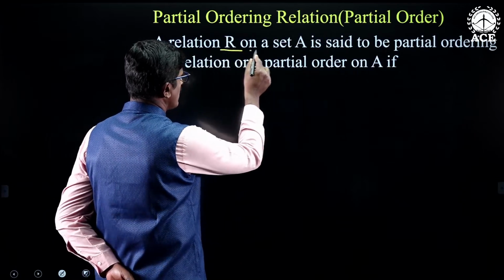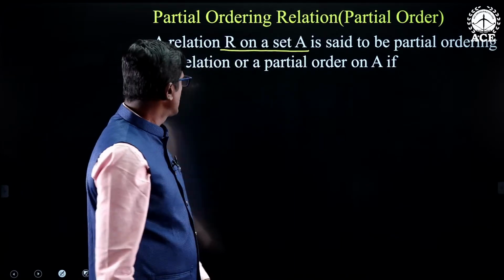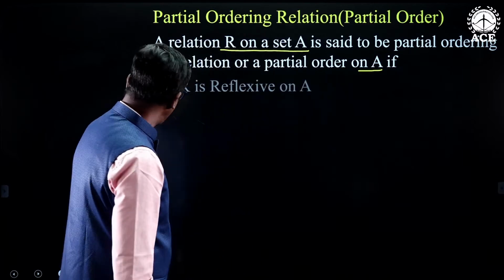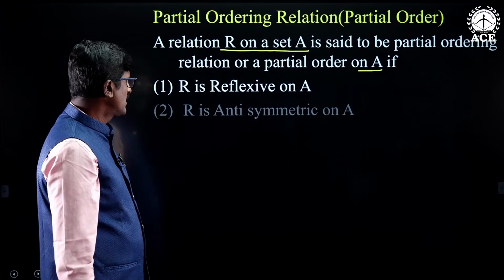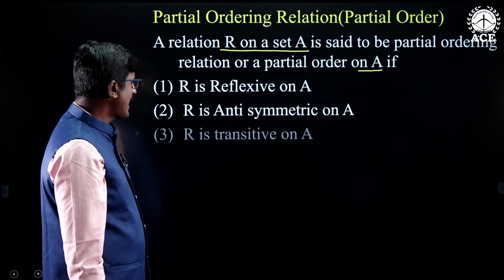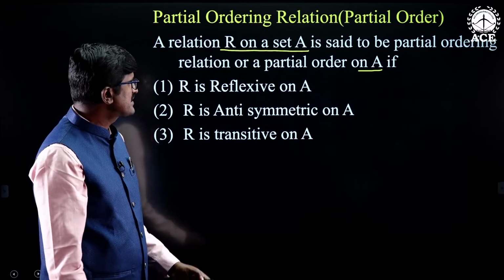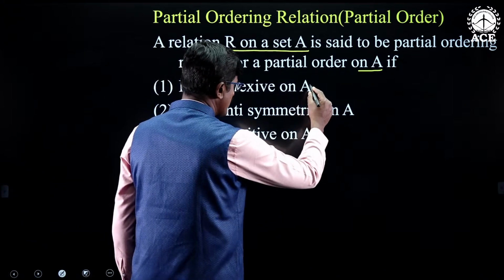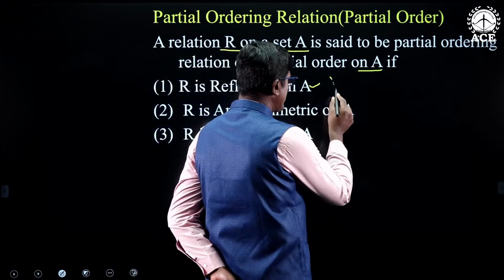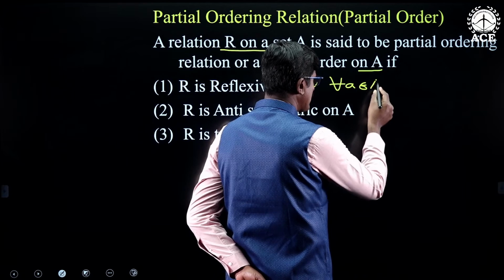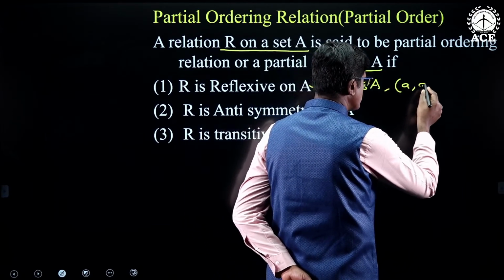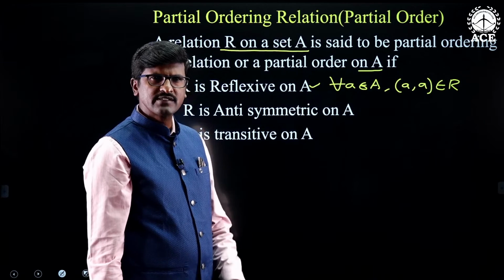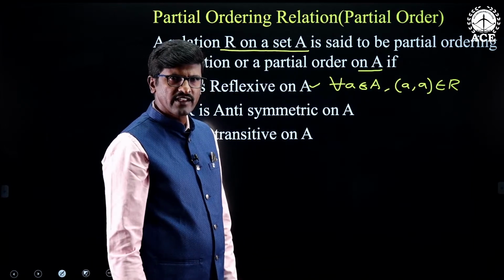A relation R on the set A is said to be a partial ordering relation, or partial order, on the set A if it satisfies the reflexive property on A, the antisymmetric property on A, and the transitive property on A. The reflexive property means for all a belongs to A, (a, a) belongs to R, which is nothing but every element is mapped to itself under the relation R.